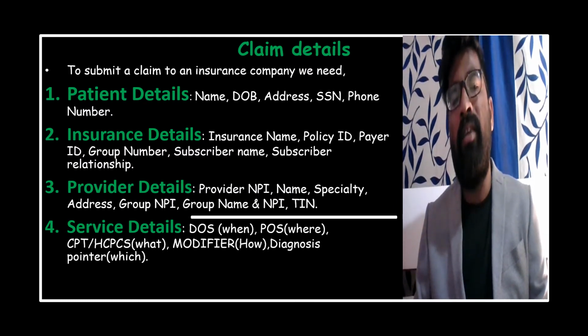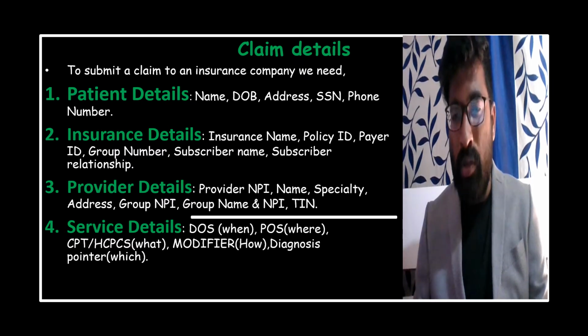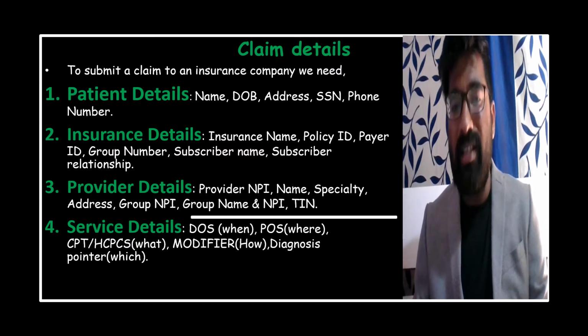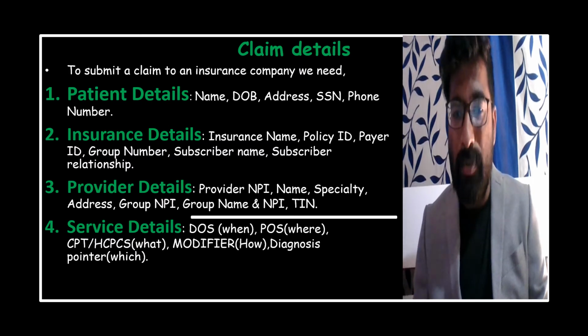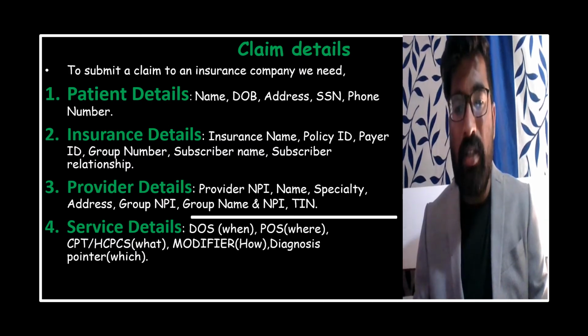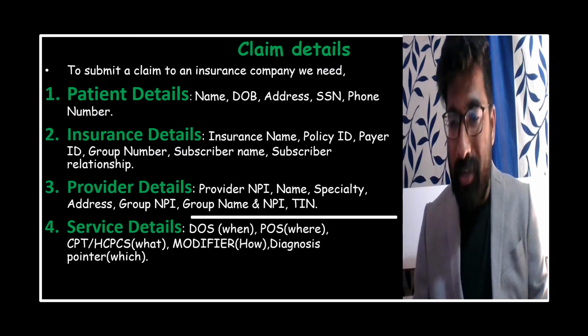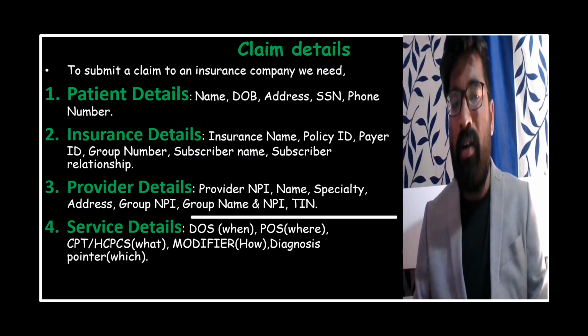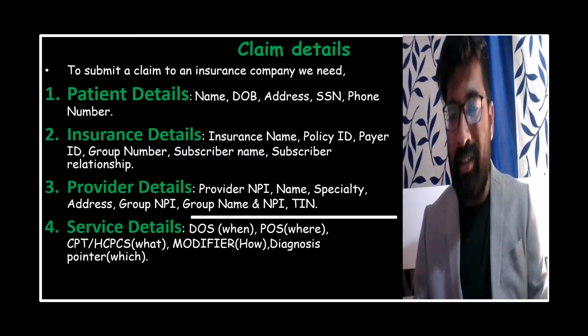And coming to the third one, the provider details. For the provider, we have to mention the provider NPI. NPI stands for National Provider Identification. We also need the provider name, provider specialty, the address for that provider, group NPI, group name along with that NPI, and the tax identification number. Everything should be provided for that provider in the claim form, in the provider block.